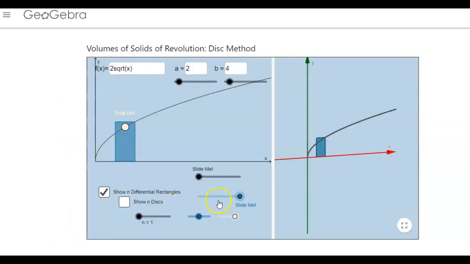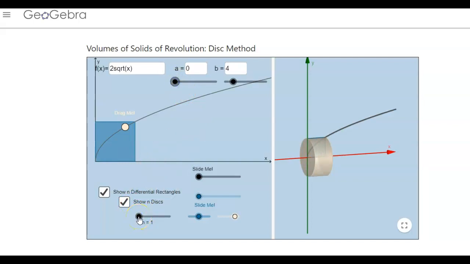So I'm going to use GeoGebra to demonstrate what's happening. So here's our little representative rectangle. If I rotate around the x-axis, look. It goes like that, right? Okay. And there's your radius. And notice that your height is dx. Okay. Here's a disk.